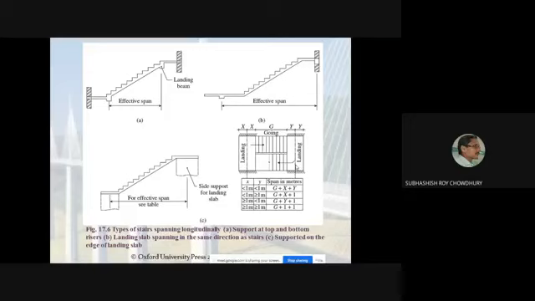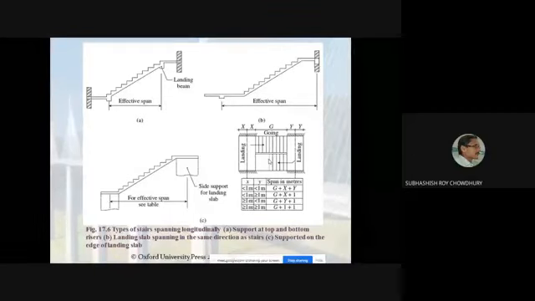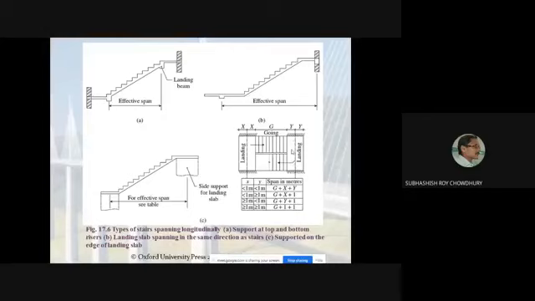And the secondary beams are supported over the primary beams. Okay, they are not directly supported over the column. So what will happen in case of secondary beam? Whatever the load it will carry, it will transfer the load over the primary beams, and the primary will transfer the load to the columns over which it is supported.